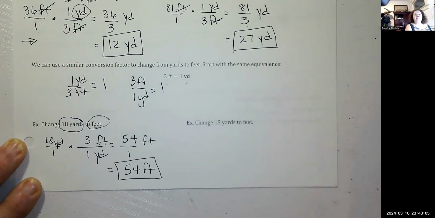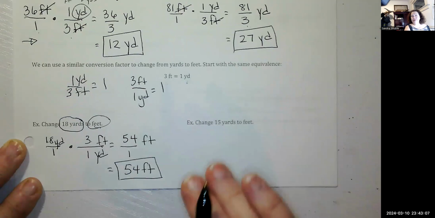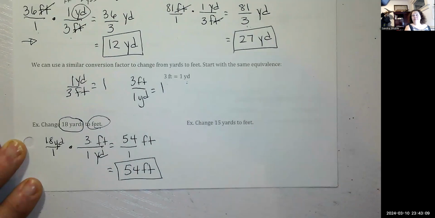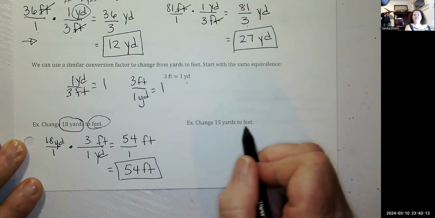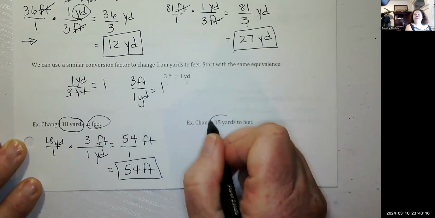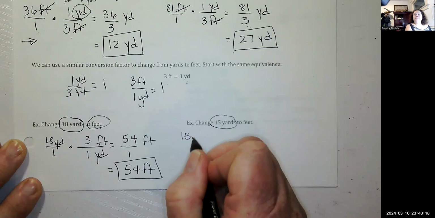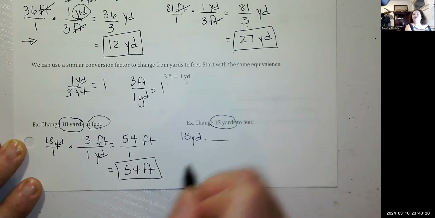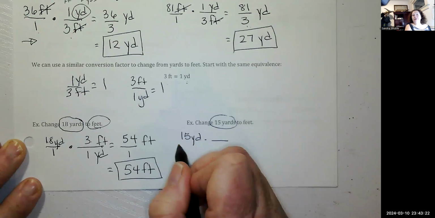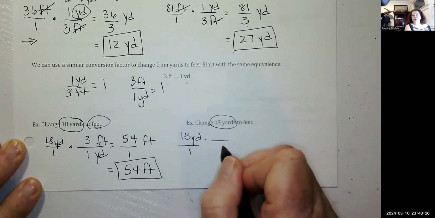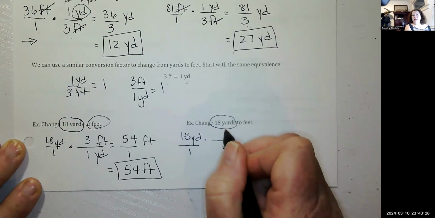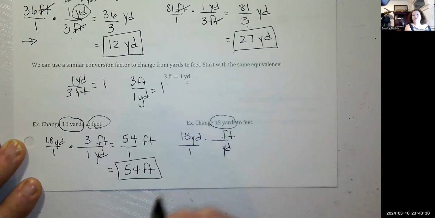Okay. I want you to pause the video and do this yourself now. And then come back after you're done to check to see if you got it the same thing I did. Change 15 yards to feet. Again, we're going to start with what they're giving us, 15 yards. People never know where to start sometimes. Also put it over 1. Yards is in the numerator, so we need yards in the denominator. And we're heading to feet, so we need that in the numerator.